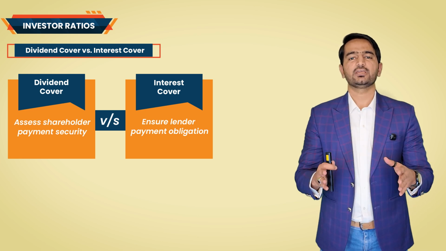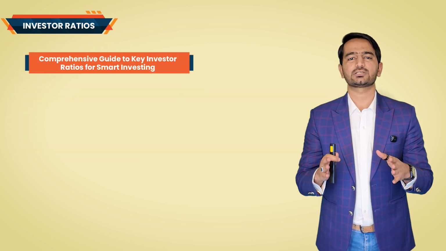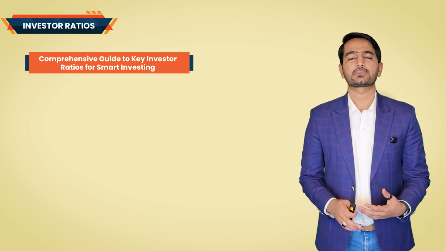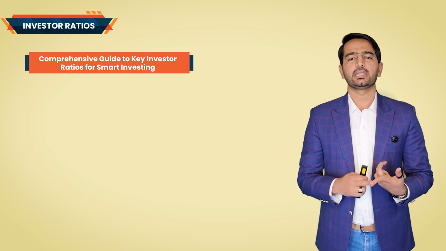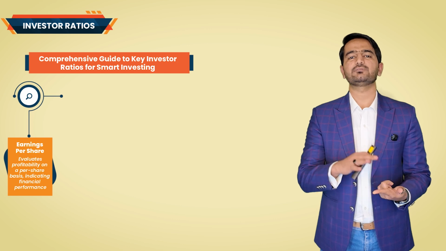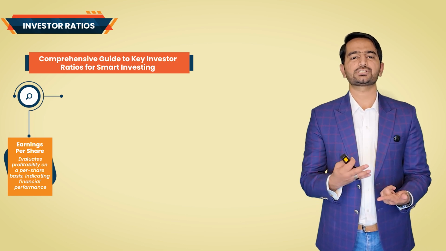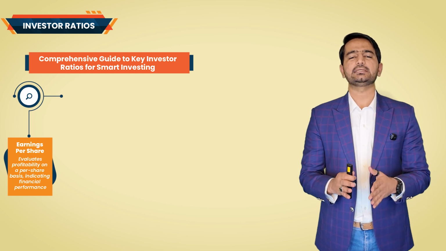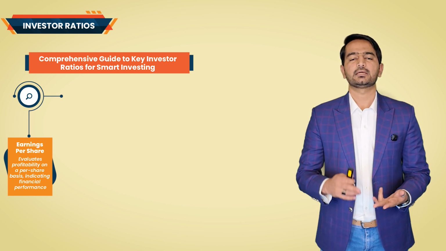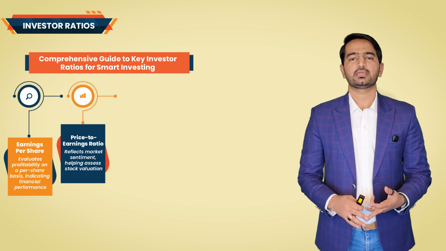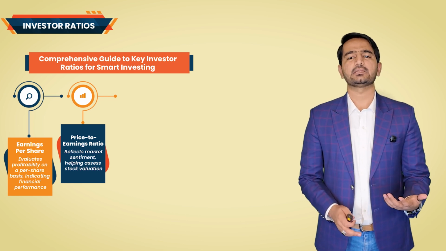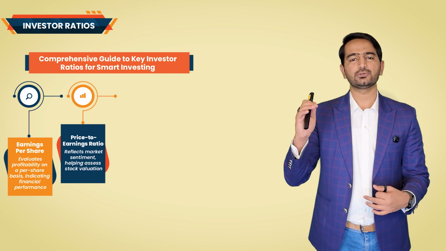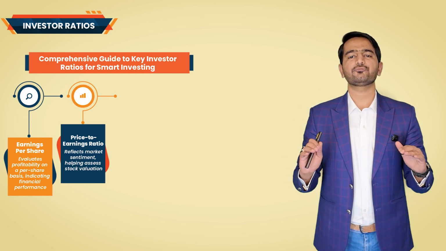All right, my friends, we have now completed our discussion on investor ratios, covering key metrics that investors use to assess the company's profitability, market valuation, and income potential. Number one, earning per share. It helps investors evaluate the company's profitability on per share basis, making it a fundamental indicator of the financial performance. Number two, price earning ratio. It reflects market sentiment and investor confidence, helping determine whether a stock is overvalued, undervalued, or fairly priced.